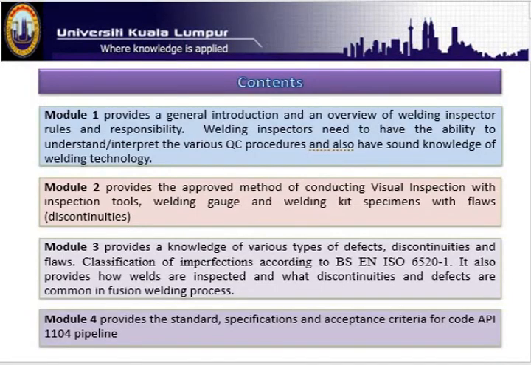The contents of this course are: Module 1 provides a general introduction and an overview of welding inspector roles and responsibility. Module 2 provides the approved method of conducting visual inspection with inspection tools and welding gauge. Module 3 provides knowledge of various types of defects, discontinuities, and flaws. Module 4 provides the standard, specifications, and acceptance criteria for Code API 1104 pipeline.